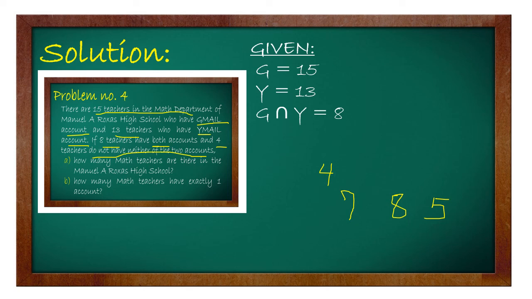Next is how many math teachers have exactly one account. So, kung titingnan natin yung ating Venn diagram, kasi kung titingnan natin yung 8, yung intersection, ibig sabihin, dalawa yung accounts niya. Pero yung dun sa only part natin, ibig sabihin, isa lang yung account niya. It's either Gmail or the Ymail. Pero ang tinatanong niya, ilan ng teachers na merong eksaktong isang account. So, we just simply add the 7 at saka ang 5. So, 7 plus 5 is 12.